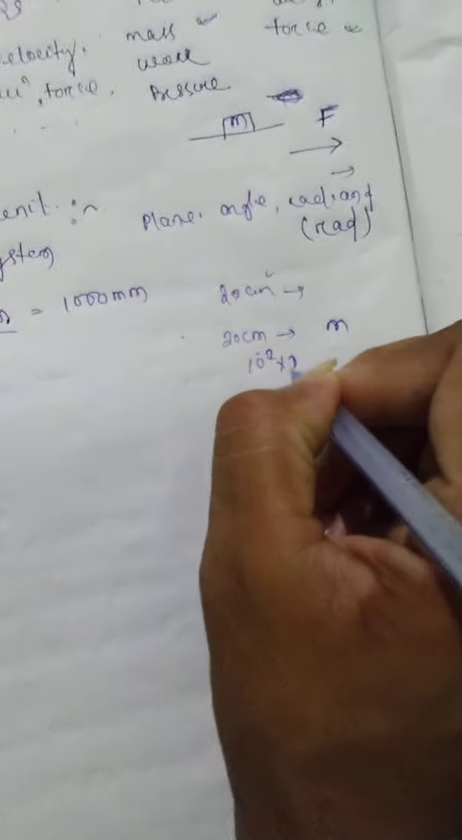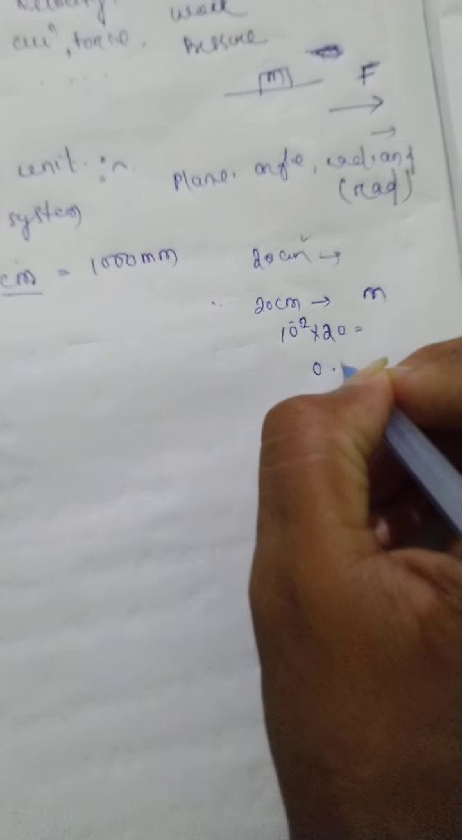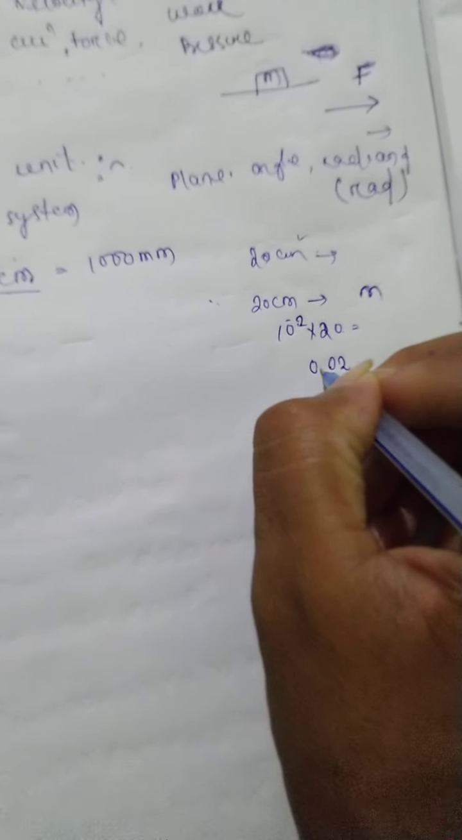Then 20 cm is converted to meter. What is the answer? It comes to 10 to the power minus 2. If we multiply 10 to the power minus 2 into 20, then 0.2 meter. Okay, these are some basic things.